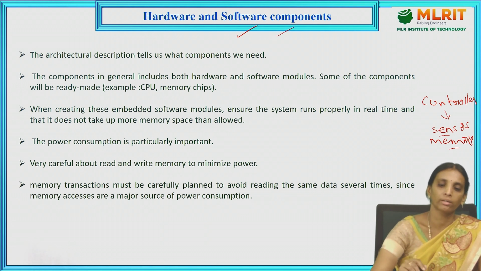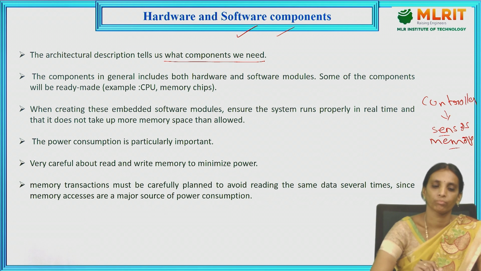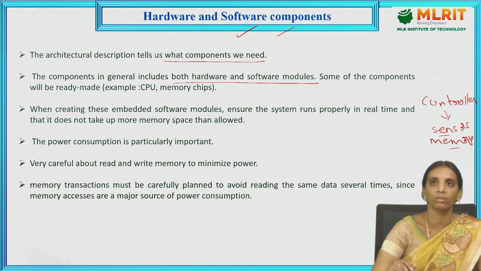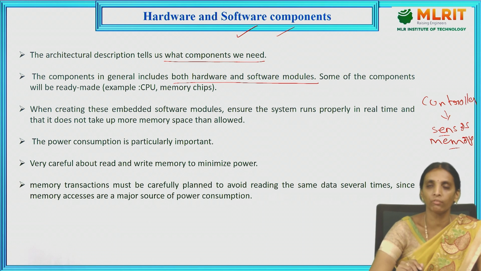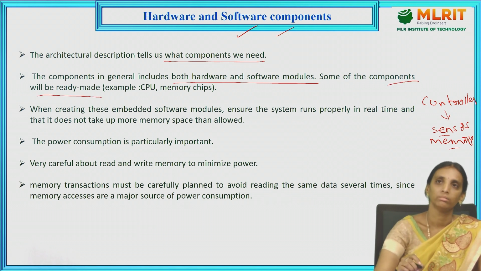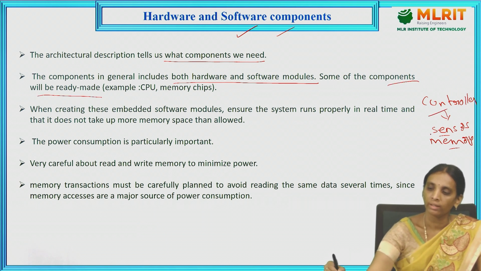So here the architectural description tells what components we need, but those components in general include both hardware and software modules. Hardware modules are nothing but the components which exist physically. The software modules are nothing but the programming which is done for the existing components. Some of the components will be ready-made, like the controller, the sensors, and memory, so they are readily available.